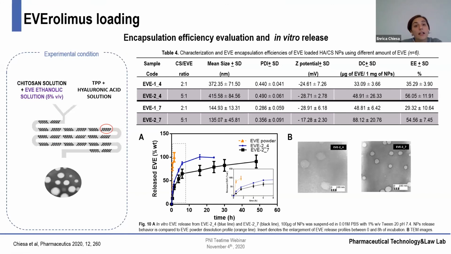Finally, everolimus loaded nanoparticles were prepared by adding everolimus ethanolic solution at different concentration. Two different chitosan everolimus weight ratio were tested, 2:1 and 5:1. The best results in terms of encapsulation efficiency was obtained with the drug ratio 5:1 with encapsulation efficiency of around 50%. Instead, the physical property of our nanoparticle are superimposable to the placebo counterpart.